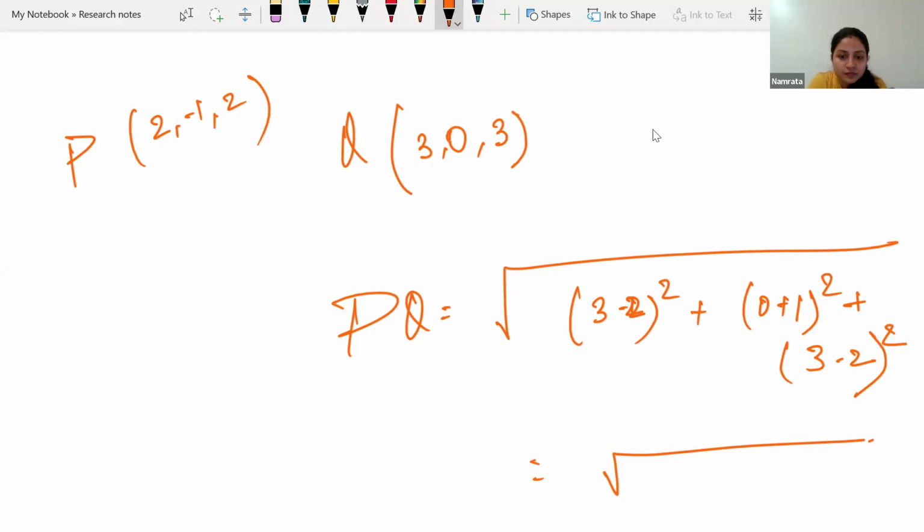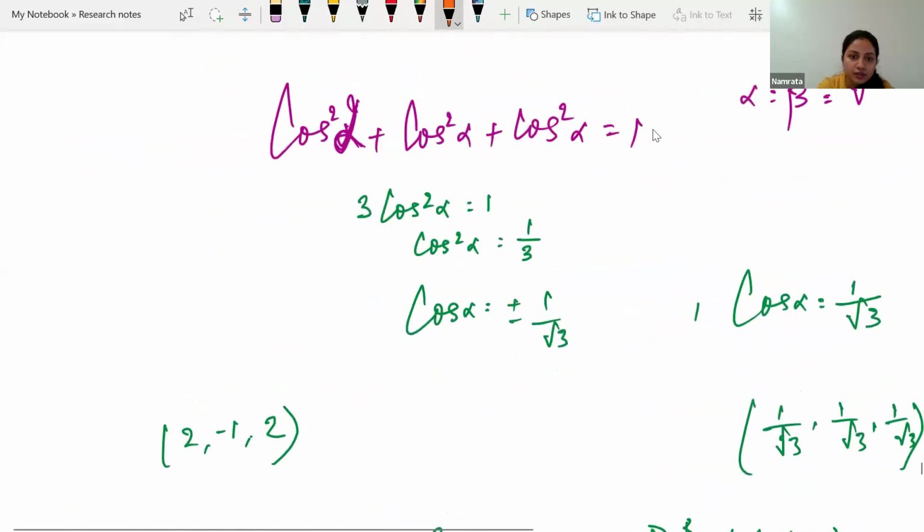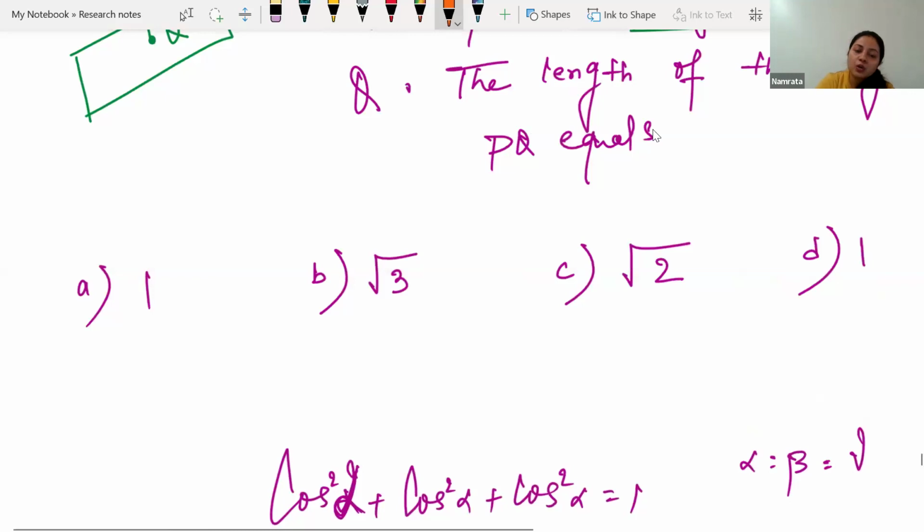Root 3. Okay, root 3 we are getting. Let's see, the option is having... Yeah, so we are already having option B as root 3. Everyone getting root 3, right?